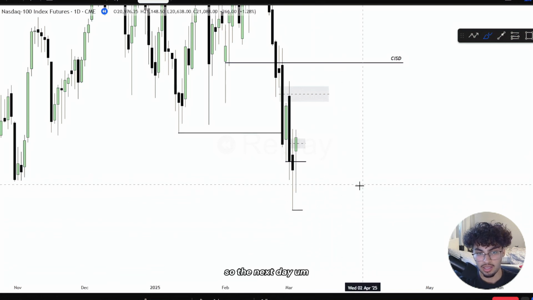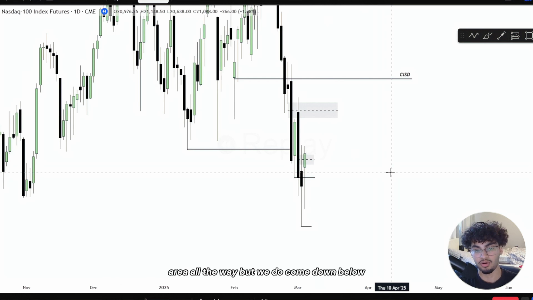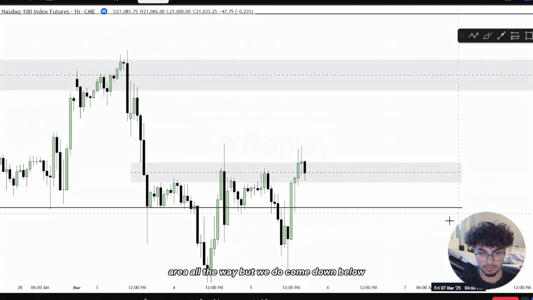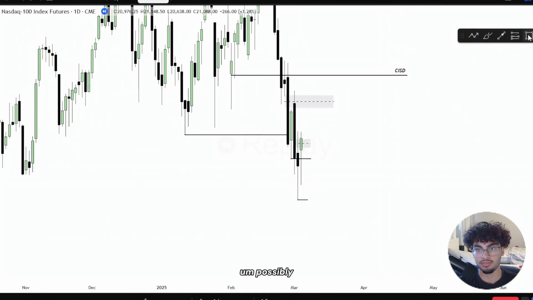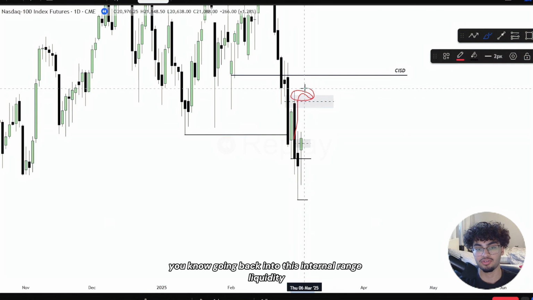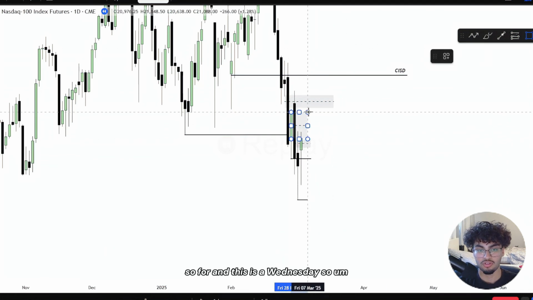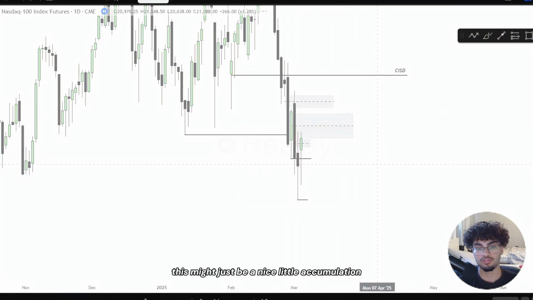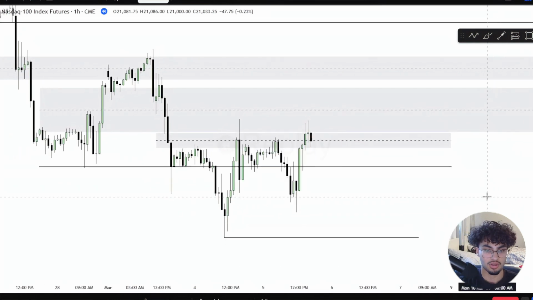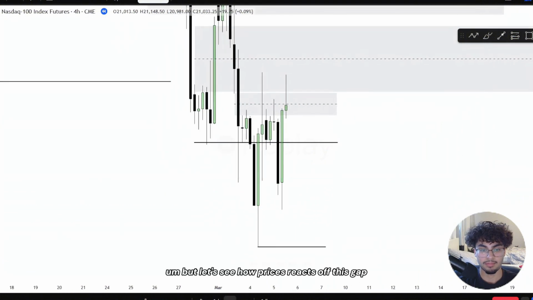So the next day, we don't actually tap into that area all the way, but we do come down below, right? And it seems like we're just going to be accumulating here, possibly going back into this internal range of liquidity, or we might just react off of here. It just really depends. This is a Wednesday, so this might just be a nice little accumulation. Now we're still inside of that 4-hour fair value gap, but let's see how price reacts off this gap.